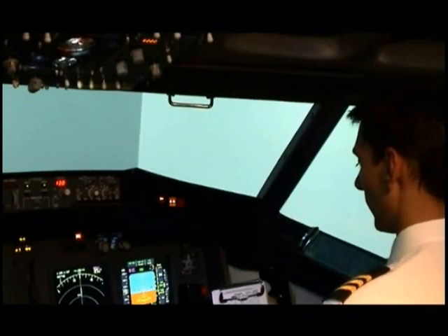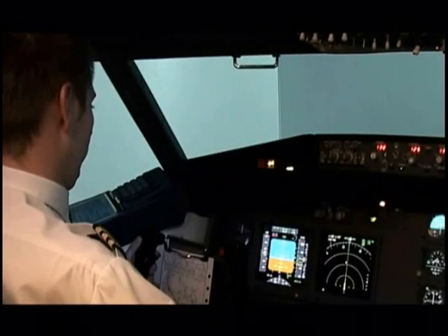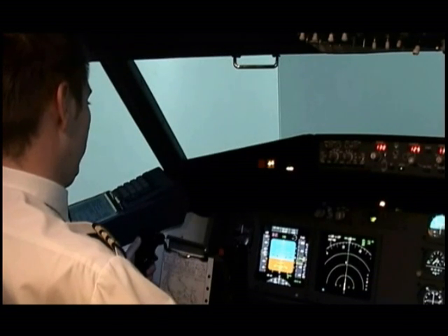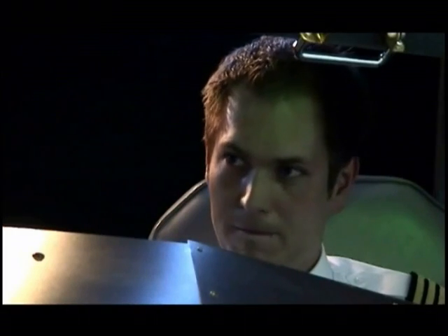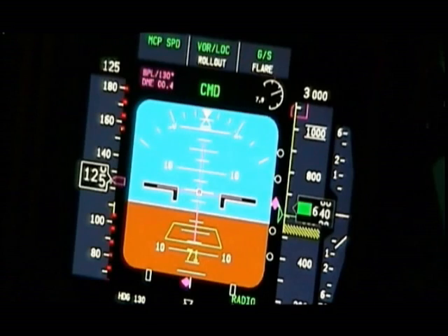At this point, the captain should look out of the window. If he can see the runway, he should announce landing and land the airplane manually, or simply let the autopilot finish the job.